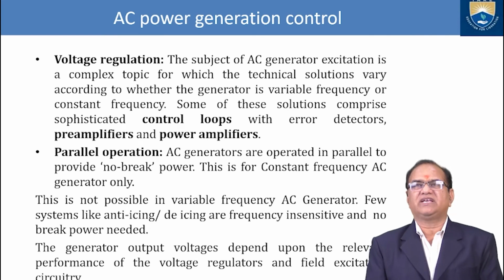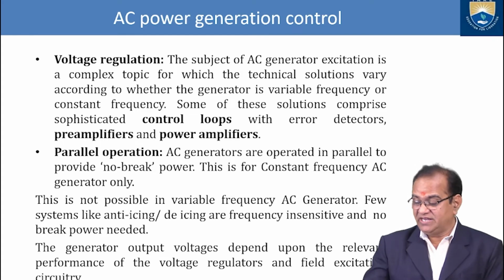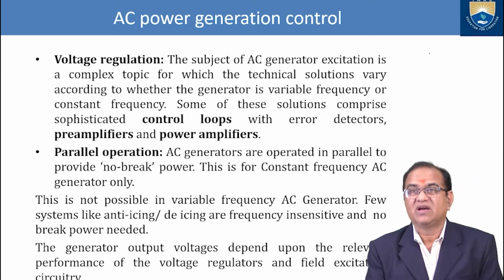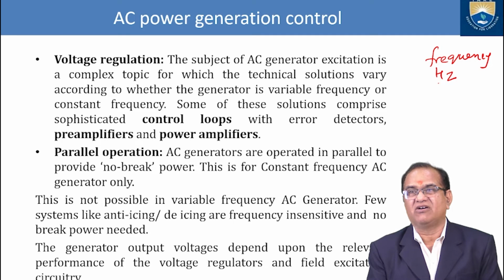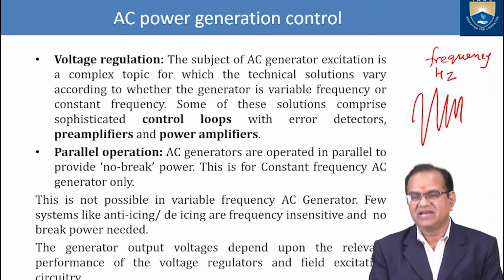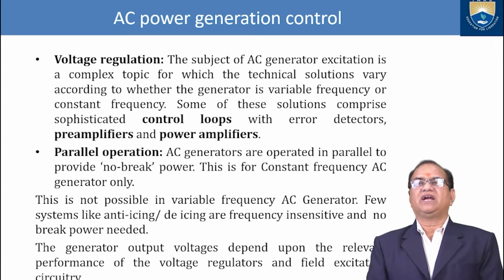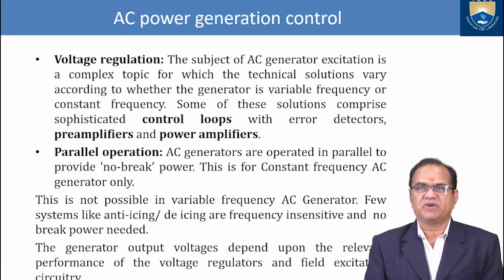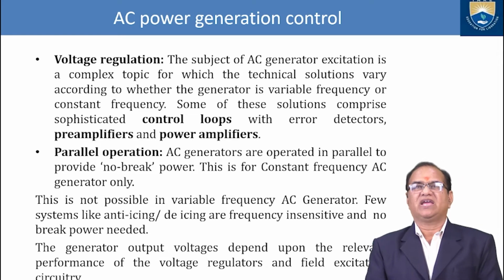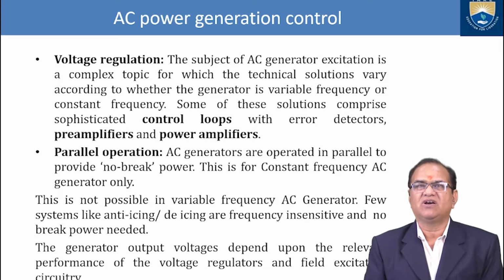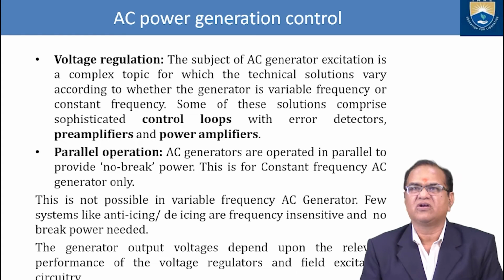First, the subject of alternating current generator excitation is a complex topic for which the technical solutions vary according to whether the generator is variable frequency or constant frequency. In AC we have frequency, represented in hertz, which means cycles per second, how many cycles per second it is moving. So this is always in AC, not in DC. The generator is either variable frequency or constant frequency.